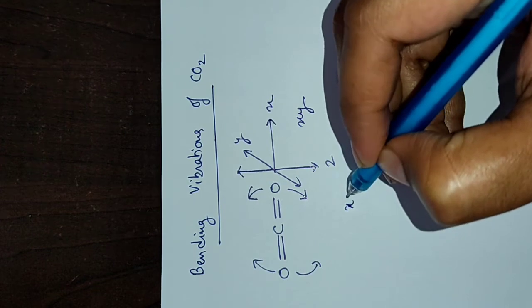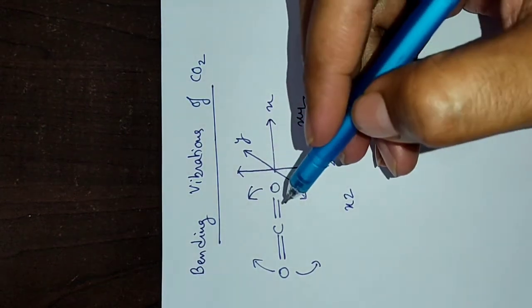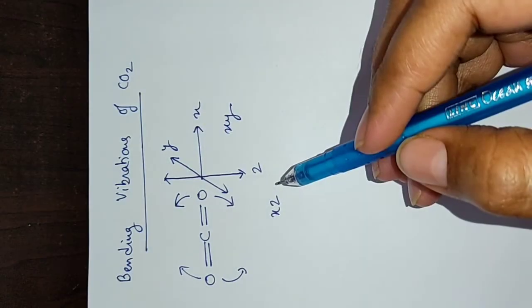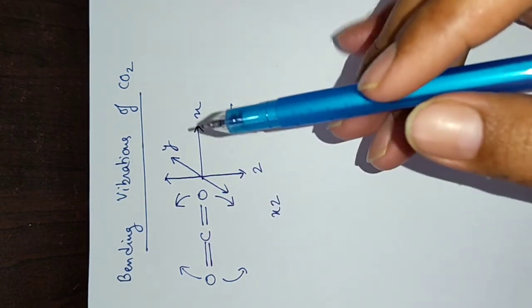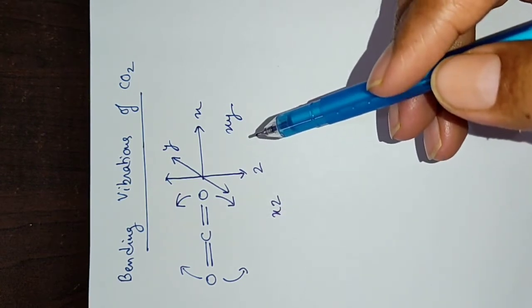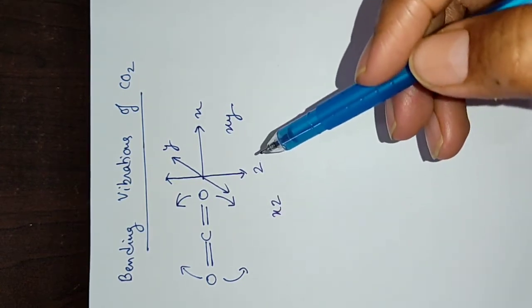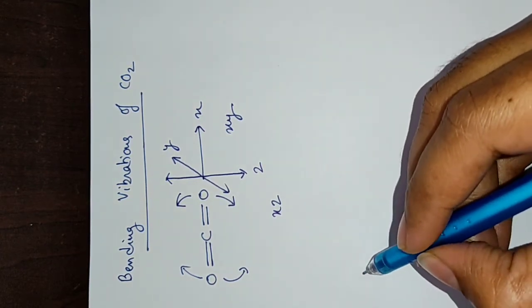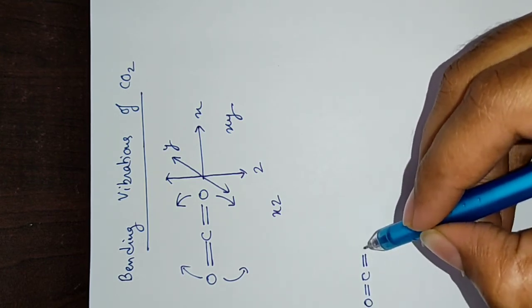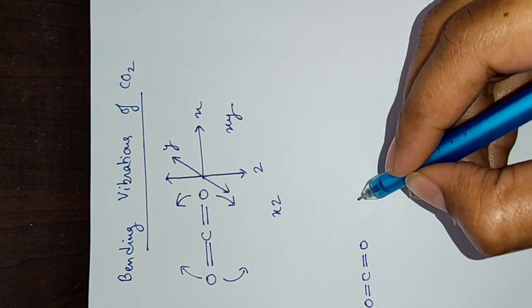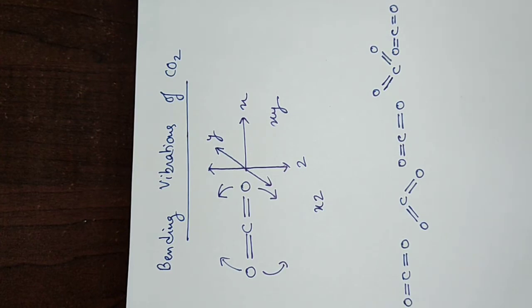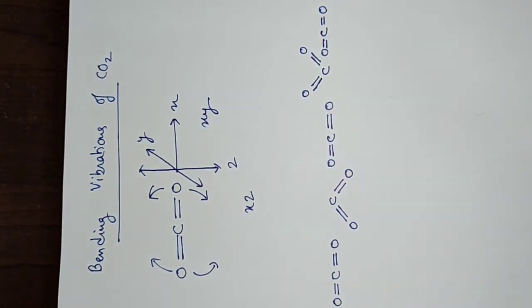So, there will be two modes of bending vibrations in the CO2 molecule. One is in the plane and another is out of plane. Whatever may be the case of bending vibration, in the plane or out of plane, both the cases are exactly similar. So, I will show you only one case. This is the equilibrium position. This is one complete oscillation. Now, what will happen to the dipole moment? Let us check.